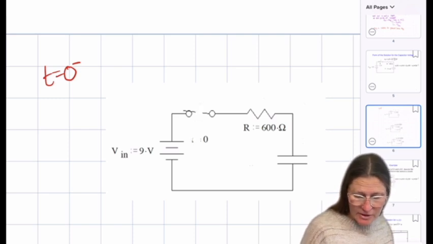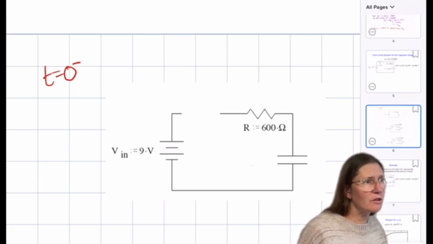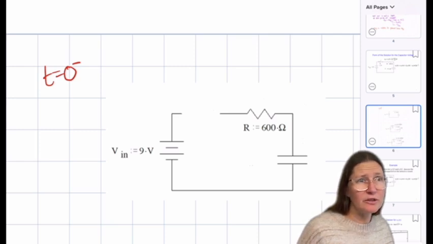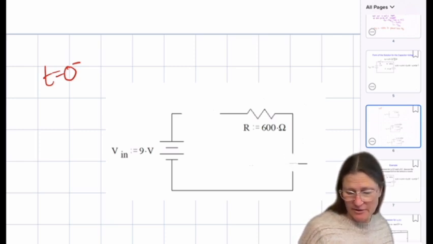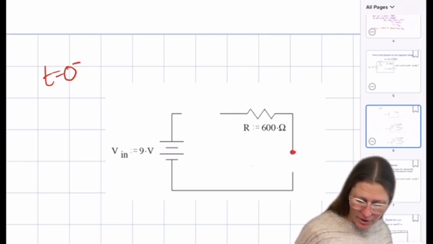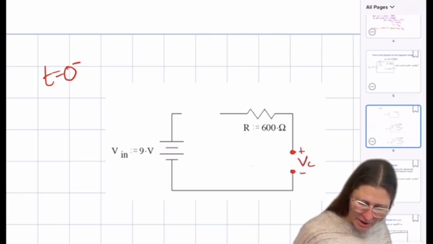So you have to decide two elements. One is where the switch is, and one is what the capacitor is doing. So what do we do with the switch at t equals 0 minus? It was open, right? Okay, so I leave it open there. What did we do with the capacitor? And it's open too. Okay, so now I have an open circuit. So what is my VC value here?